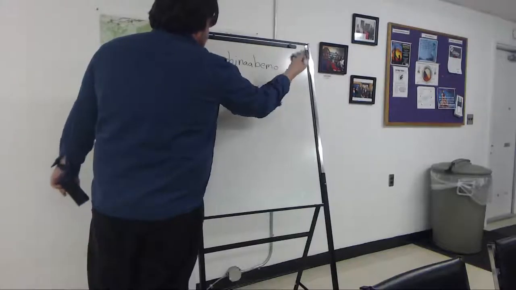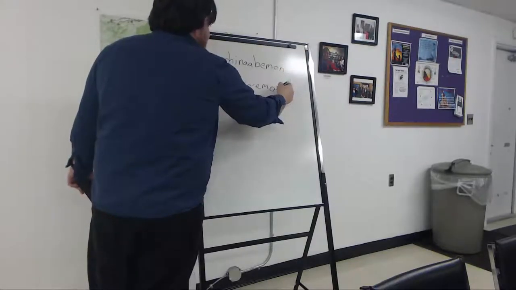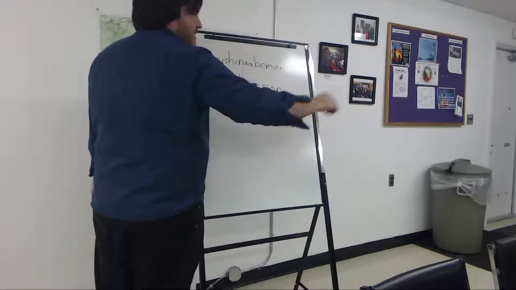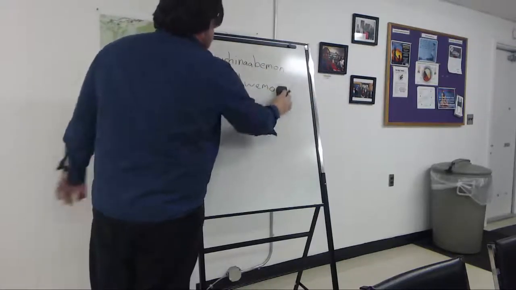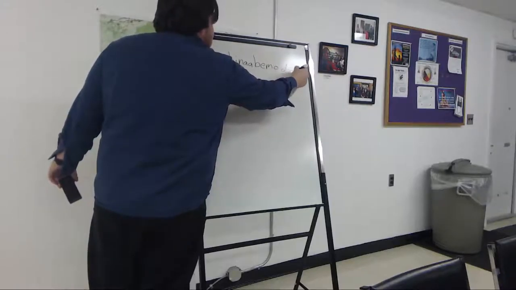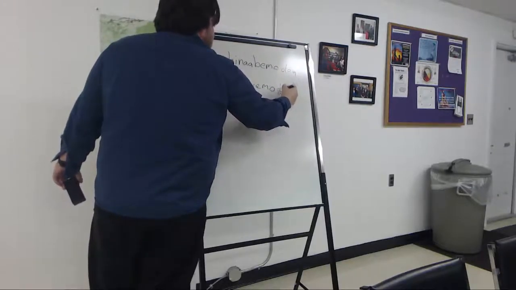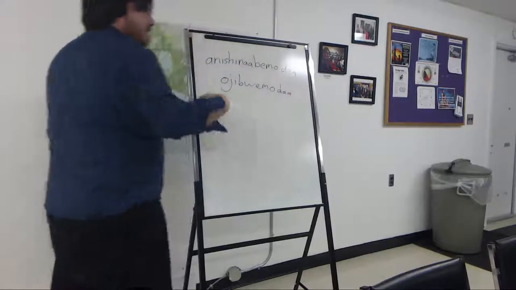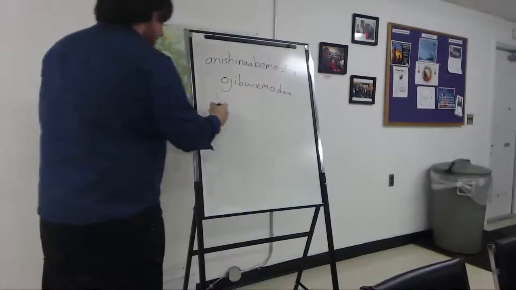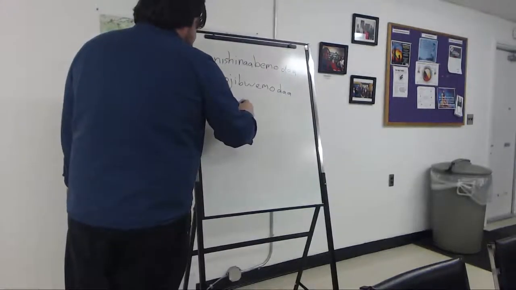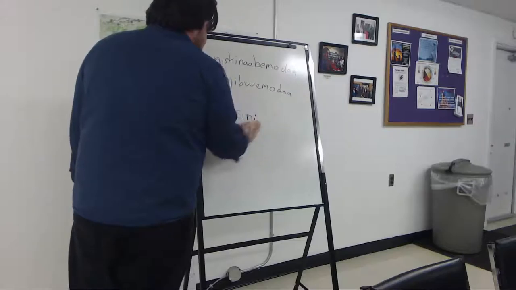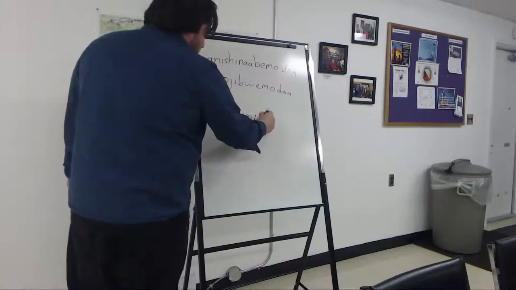So Anishinaabemo, he or she speaking Anishinaabemowin, or Ojibwemo, he or she speaking Ojibwe. Like the other VAIs, you could add the n. I'm telling you, Ojibwemon, speak Ojibwe, Anishinaabemon, speak Anishinaabe. We got the da. Ojibwemoda, let's speak Anishinaabemowin, or let's speak Ojibwe.